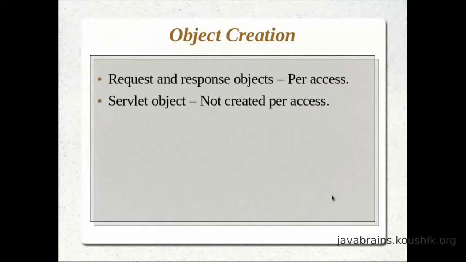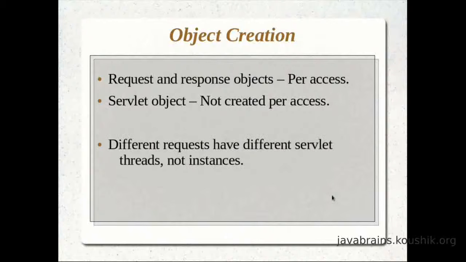So what happens is that servlet objects are reused. They're not created per access. The way it works is they have different servlet threads that address these requests. They are not different instances. This is beneficial for reasons of using less resources. The Tomcat instance does not have to create new objects, and the benefits are obvious.